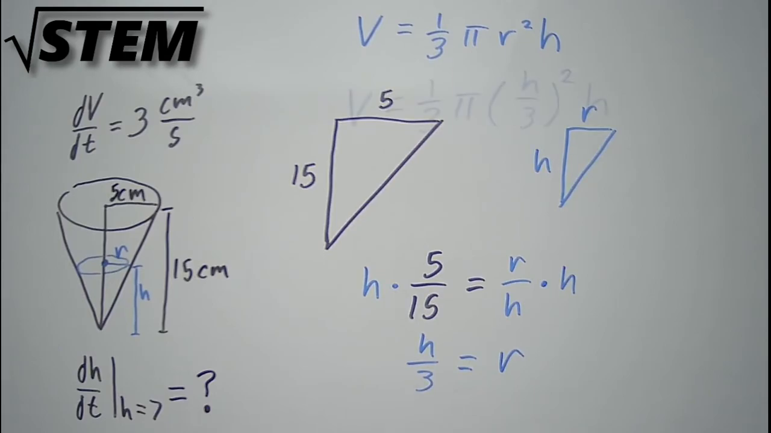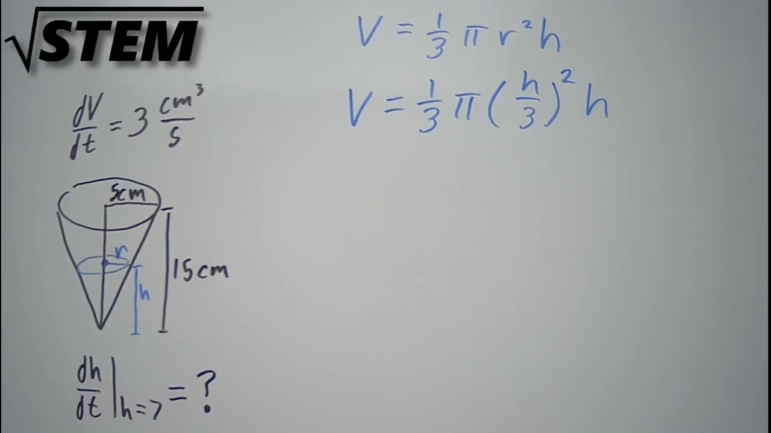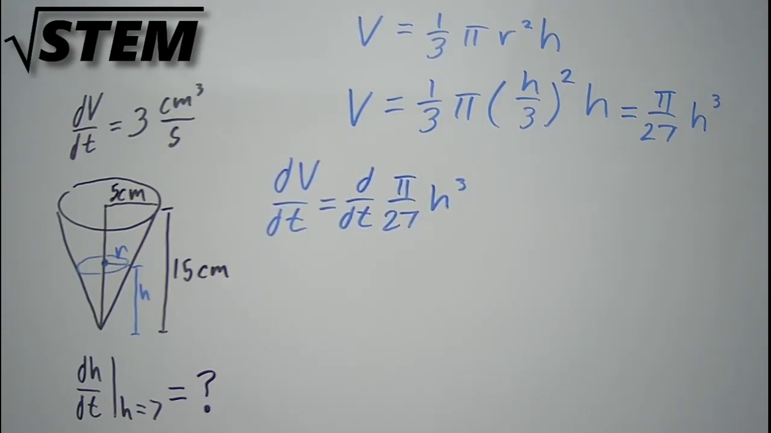We can now plug this into our formula for the volume, and once we simplify it, we'll find that V equals pi over 27 times h cubed. Now we'll take the derivative with respect to t on both sides. On the left, we'll get dV/dt. On the right side, we can pull out the constant pi over 27 in front of the derivative. Then we'll have the derivative of h to the 3rd power.